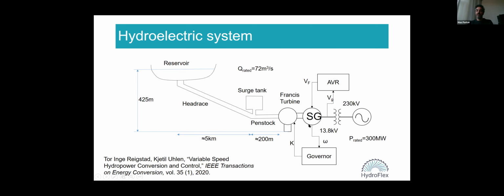So for the conventional system, you've just got a synchronous generator and a governor driving the guide vane opening of the turbine based on the generator speed. And then you have an automatic voltage regulator controlling the generator terminal voltage. Relatively straightforward.